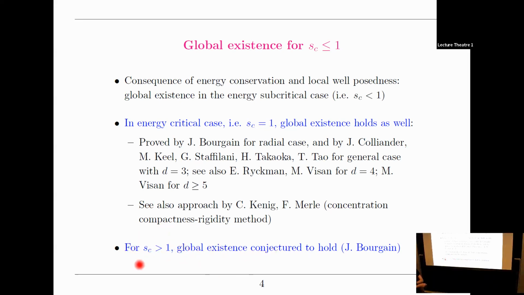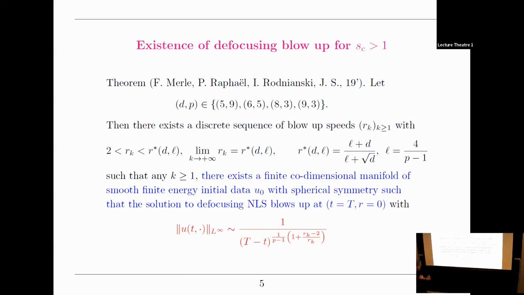Finally, as Igor explained yesterday, for various reasons, people expected global existence to hold even in the energy supercritical case. In fact, it was formalized by Jean Bourgain. The purpose of the talk is in particular to say that, as Igor said yesterday, this conjecture is in fact not true, because there exist finite time blow-up solutions, at least for particular ranges of d and p.